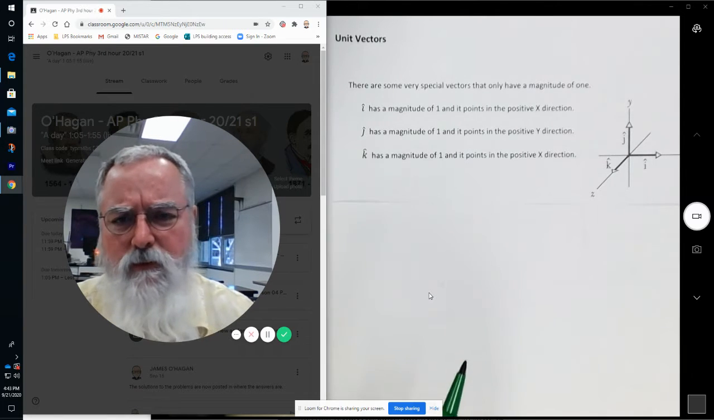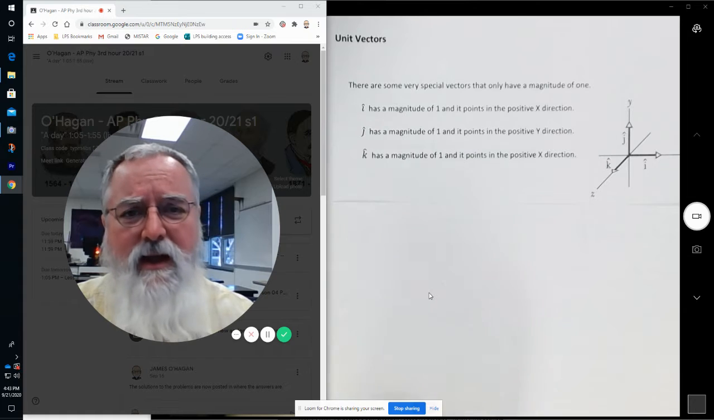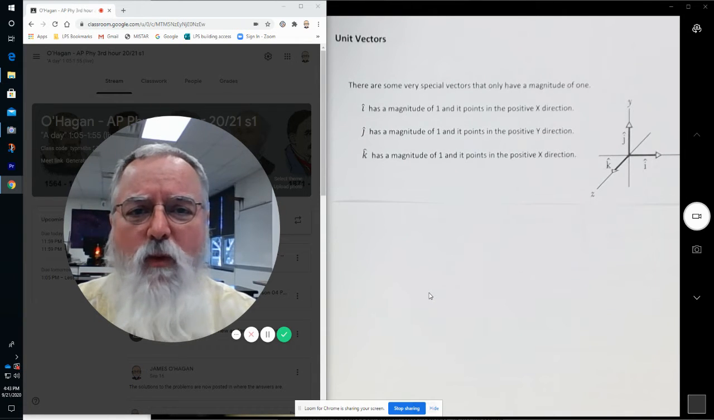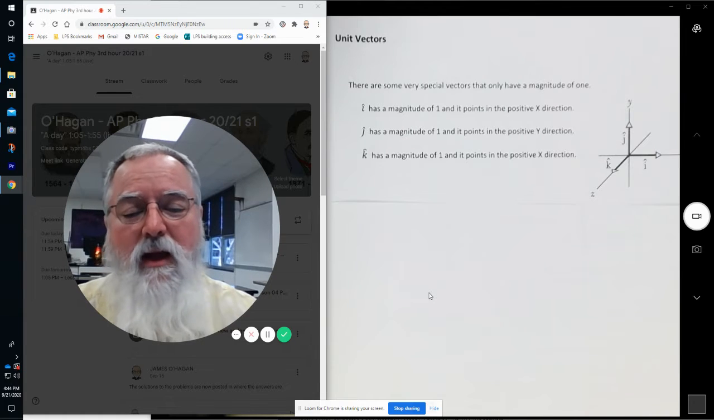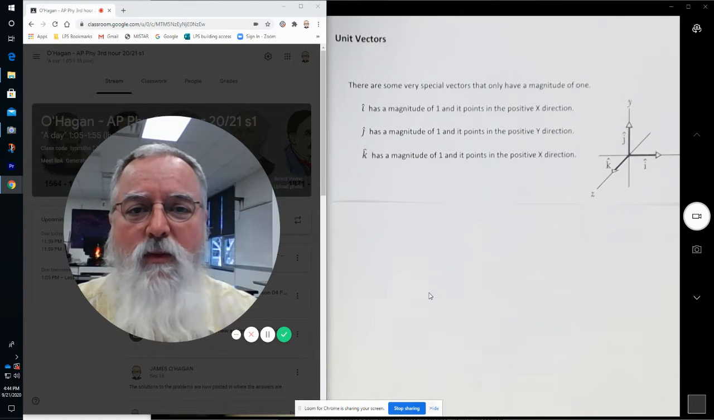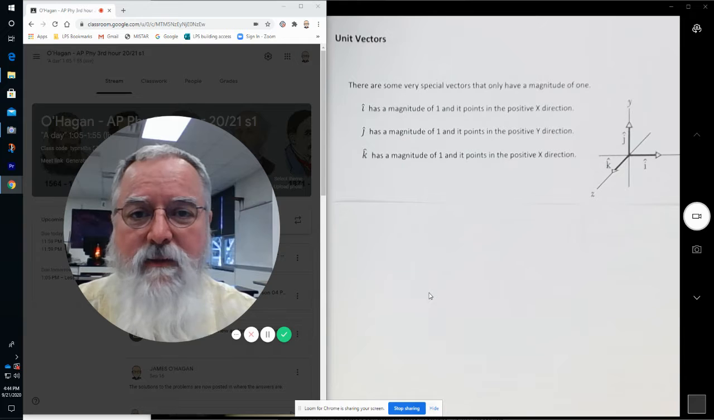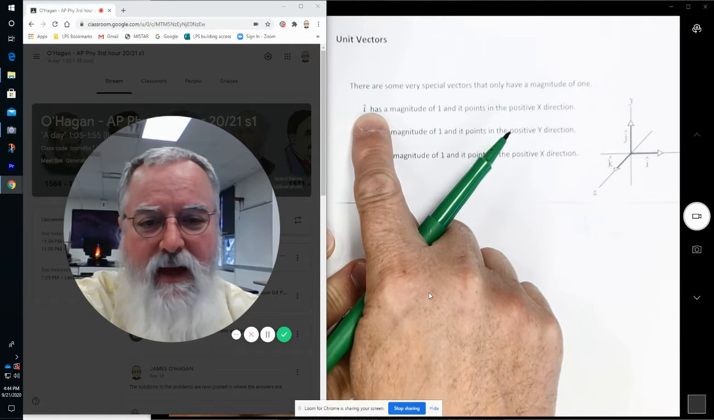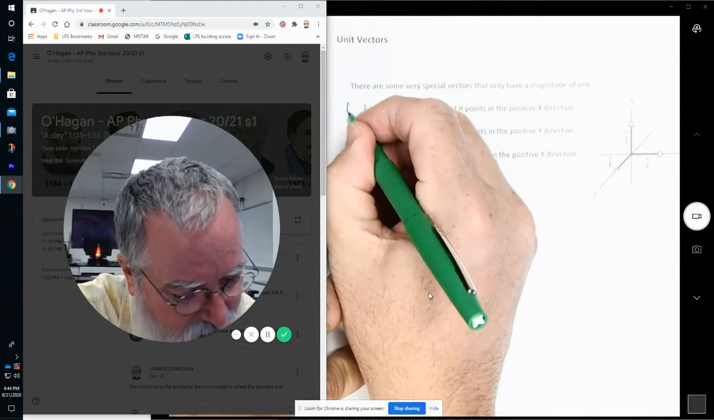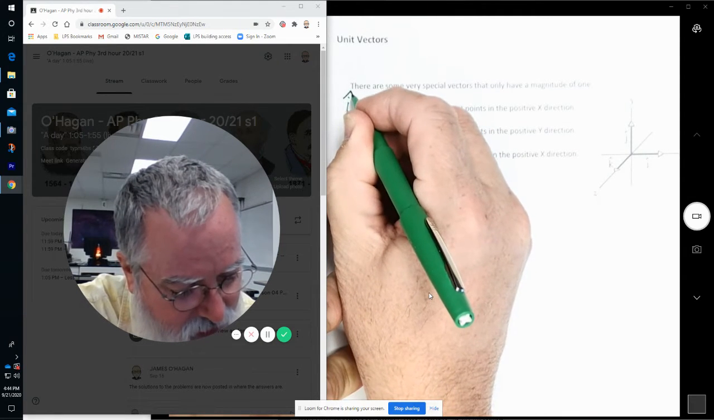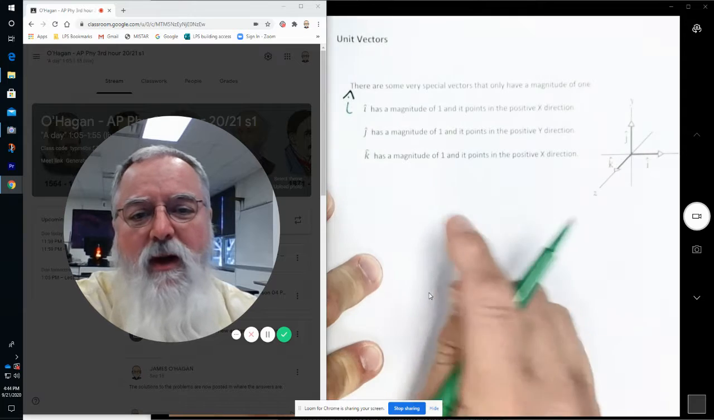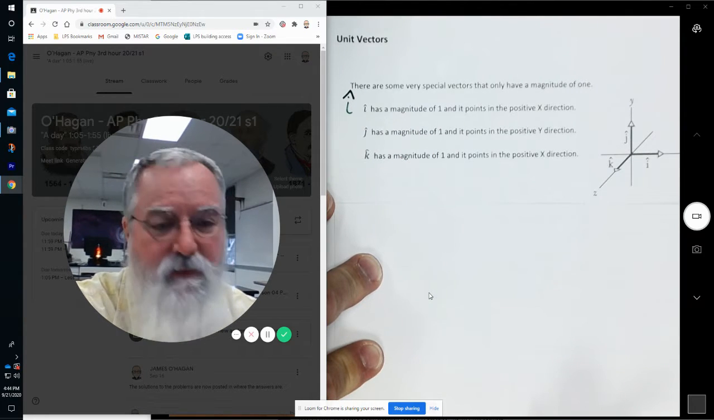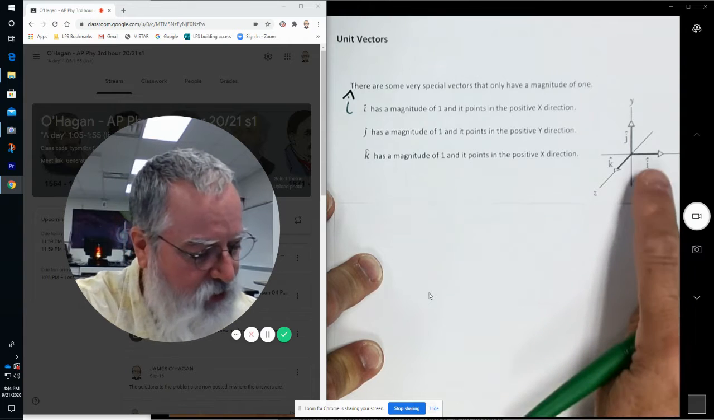First of all, there are three unit vectors, and the idea is a unit vector has a magnitude of 1, that's why it's called a unit vector, and a direction in one of the principal axes. So for example, I, with a little hat on top of it, I'll draw this again. So it's an I with a little party hat, okay? That has a magnitude of 1, and it points in the positive x direction. And I'm showing it over here.